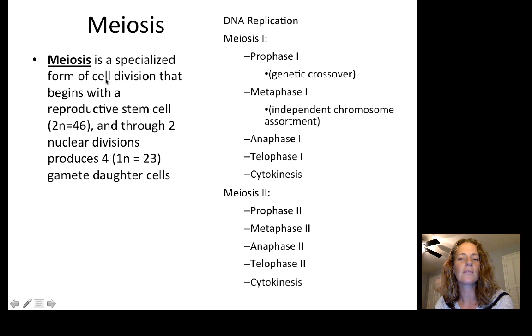So meiosis is a specialized form of cell division that begins with a reproductive stem cell, which is a diploid cell, 2n equals 46, just like all other body cells. And then through two separate nuclear divisions, meiosis 1 and meiosis 2, haploid cells are produced. So you need to remember a little bit back to the process of mitosis, where you begin with DNA replication, and then you have the phases. So you guys remember this? This is what I did with my hands, right? So we do prophase, metaphase, anaphase, telophase, and then cytokinesis.